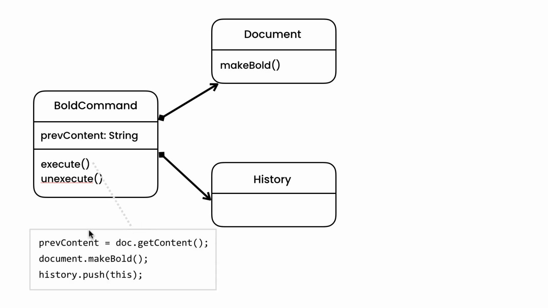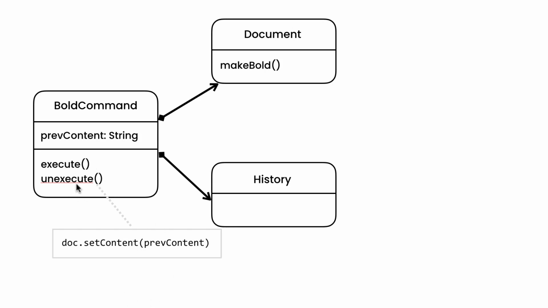Now let's look at the implementation of the execute method. There are three things we need to do here. First, we call document.getContent. We get the current content of the document and store it in the previous content field. Next, we call document.makeBold. So we're delegating or forwarding the request to a document object. And finally, we tell the history to store this command object. So this is the last command that we have applied. Okay. Now let's look at the implementation of the unexecute method. This is pretty straightforward. We call document.setContent to the previous content. If we had a resize command, we could resize the video back to its original dimension.